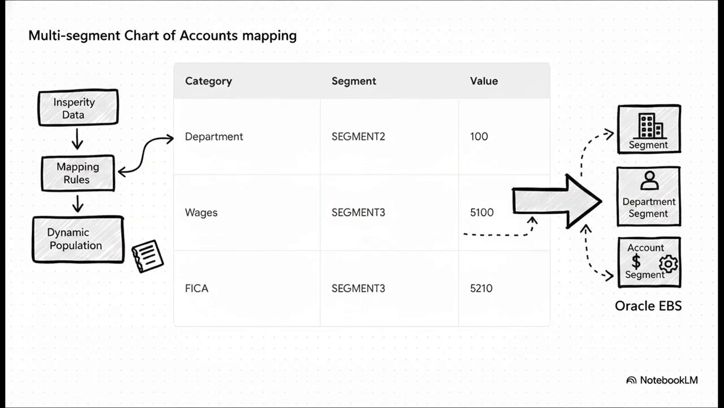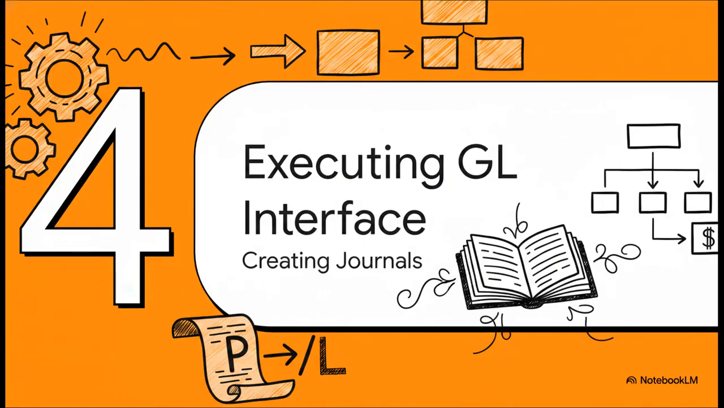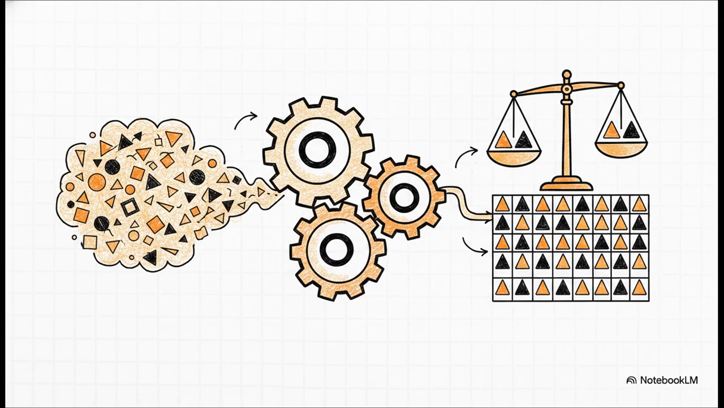It's a highly precise, rule-based distribution. Which brings us to Section 4, Executing the GL Interface. This is where the magic really happens.